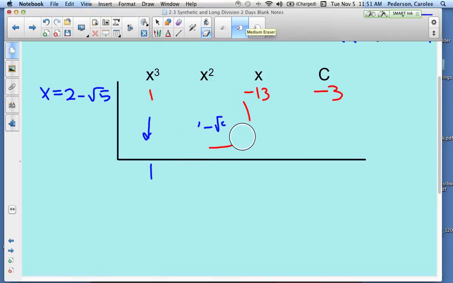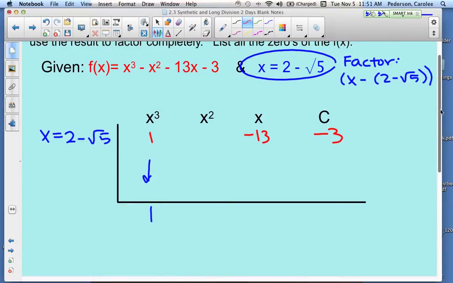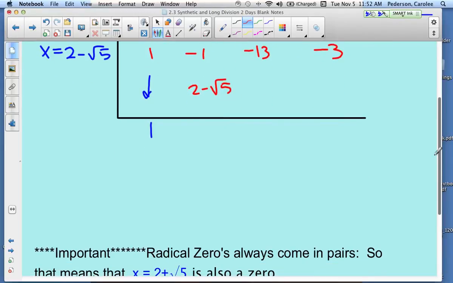I'm just going to erase that. It's going to start to get messy here. And we add like parts together. So negative 1 plus 2 minus the square root of 5. The like parts are your integers. In this case, negative 1 plus 2 is 1 minus the square root of 5. So this is going to give us 1 minus the square root of 5. I'm just going to erase that scratch paper.